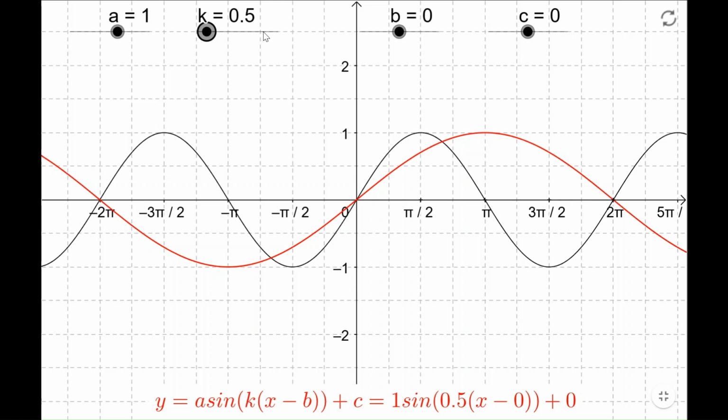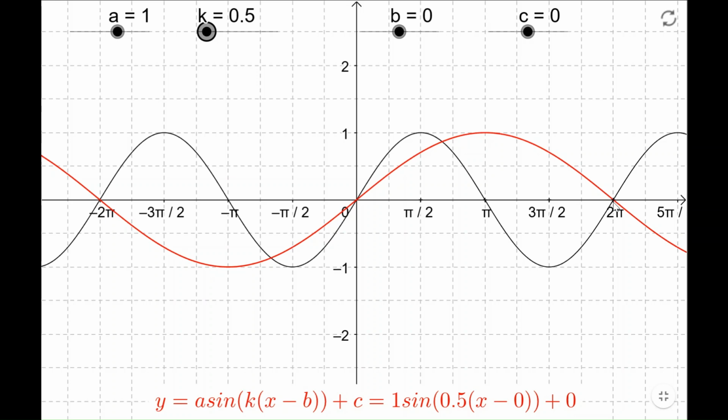Okay. We can't actually see the whole thing just the way my graph is set up here, but the top half of the graph starts at 0, goes up to 1, back down to 0 at 2 pi, which means it has to go through the bottom half of the graph from 2 pi to 4 pi. So if k is a half, that means the graph is now twice as long as it used to be. Okay, so it's a horizontal stretch. Okay, so hopefully that kind of makes sense.